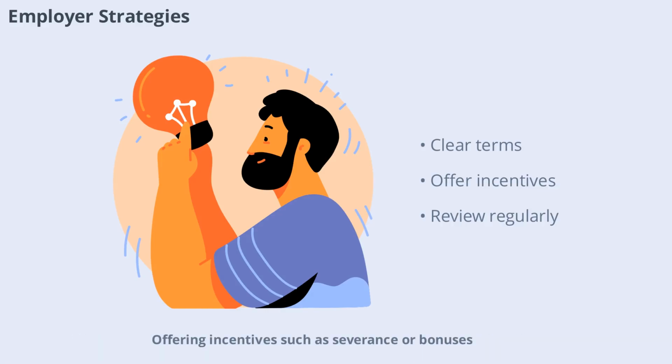Offering incentives such as severance or bonuses can make agreements more attractive to employees. Employers should also review agreements regularly to ensure they remain relevant and enforceable. Next, we'll discuss alternatives to these agreements and other ways to protect business interests.